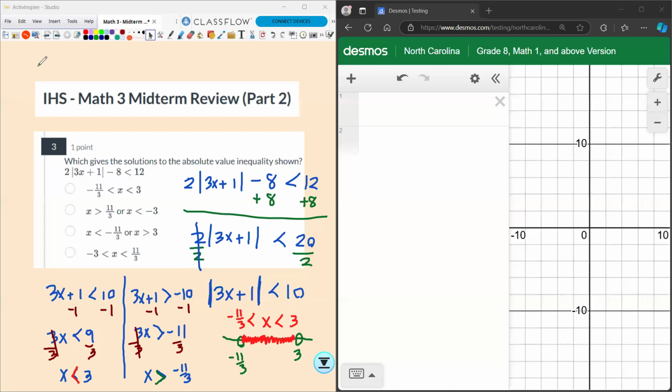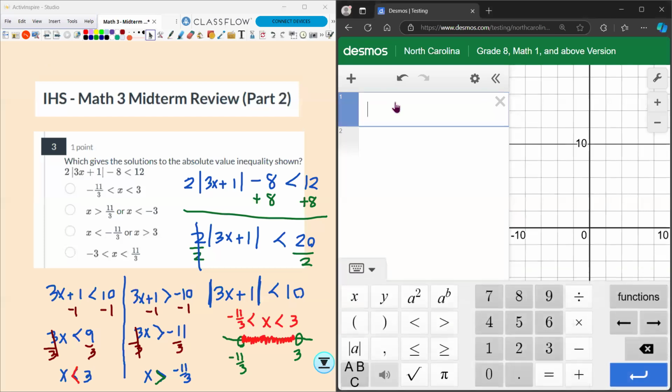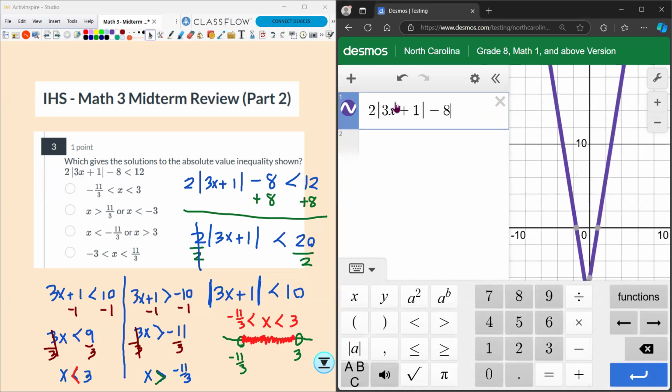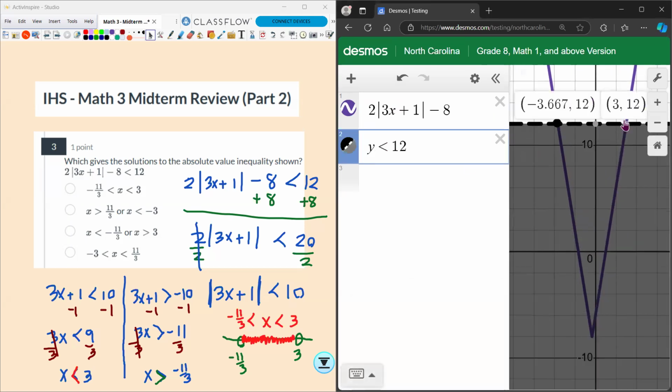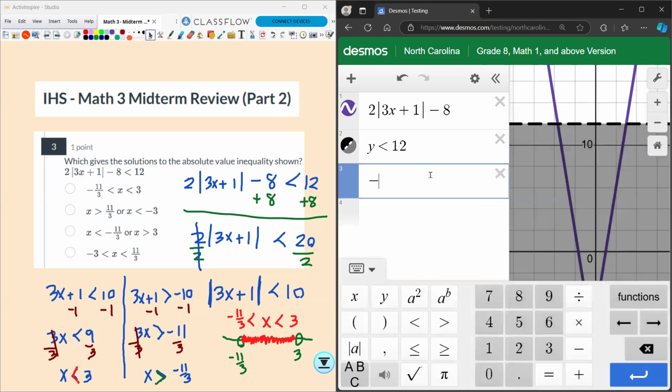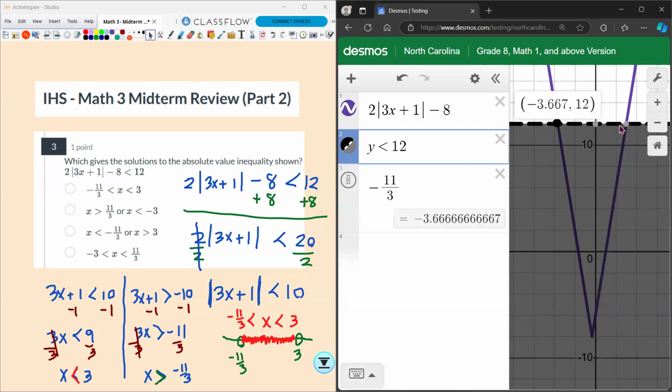Let's verify it with a graph. So we'll say 2 absolute value 3x plus 1 minus 8, and we'll go to the next line and say y is less than 12. We'll get those points of intersection. Now one of them is 3. It's all in the x value. The other one is negative 3.66, that's actually 66 repeating. And if you do negative 11 divided by 3, you'll get that negative 3.6 repeating. So you can see what that fraction is.